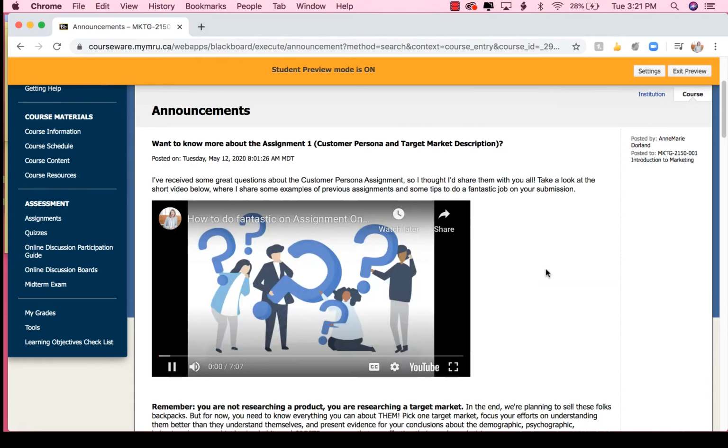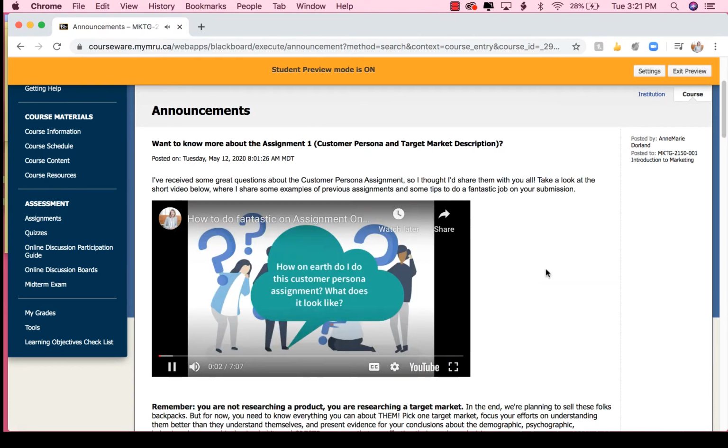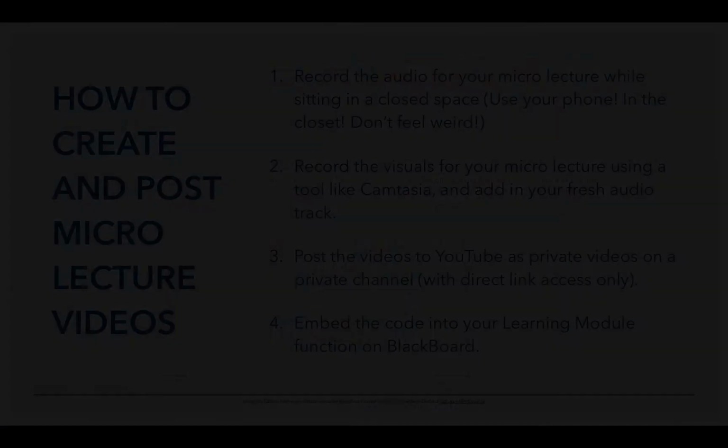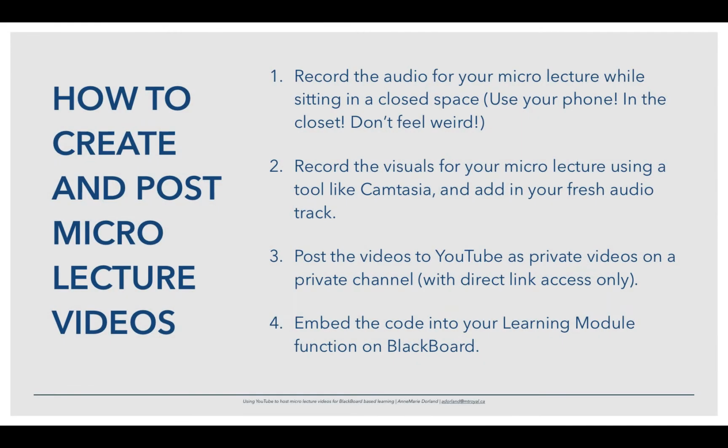The solution that's worked well for me is creating the videos and then posting them to YouTube on a private channel with accessible direct links. So I'm going to use this video to show you how to do that. I create these micro-lecture videos by recording a podcast in my closet and then twinning it with a Camtasia video of a slide deck that I've designed to match along with my podcast content.